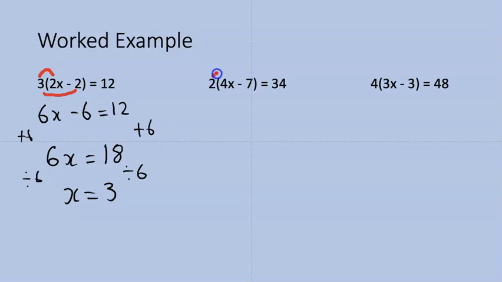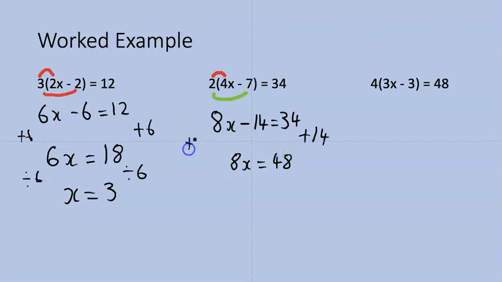The middle one, exactly the same process again. 2 times 4x is 8x. 2 times minus 7 is minus 14. That equals 34. I add on 14 to both sides. So 8x is equal to 48. And then I divide by 8 on both sides, because 8 is next to x. So x equals 6.